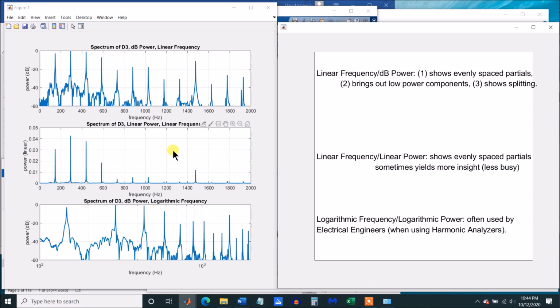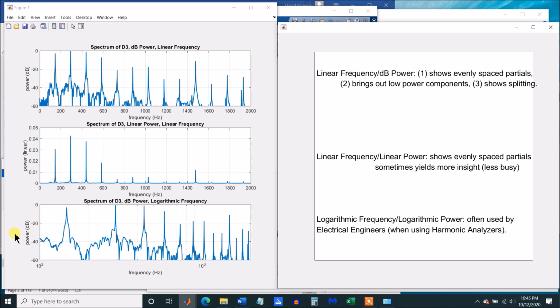Here's another way of plotting it, sometimes used. Linear power, not logarithmic, but linear, and then linear frequency. And so here we have the same information, 147, 293, and so forth. But you can see that some of the low frequencies here don't come out very well, and some of the granularity you don't see at all.